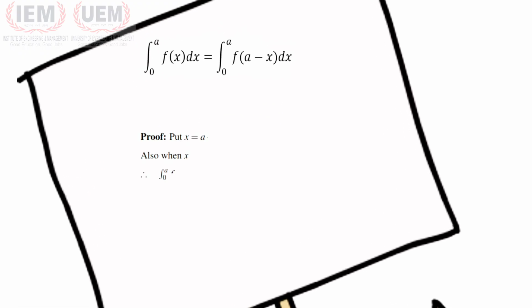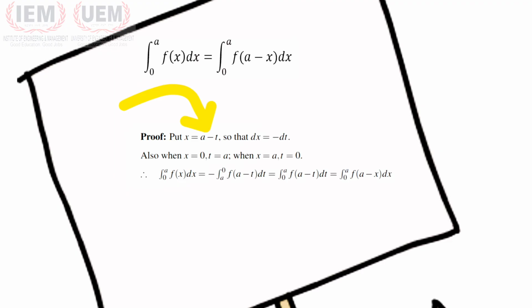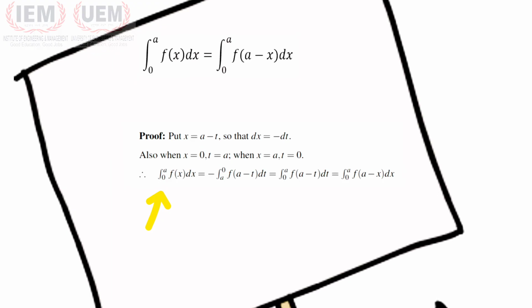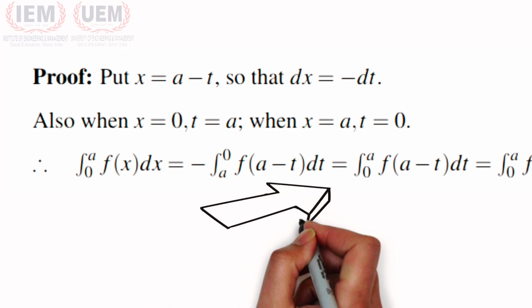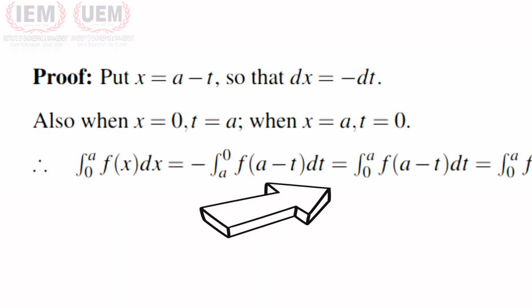Let x be equal to a minus t, where t is another variable, which implies that dx is equal to negative dt. Also, we observe that when x is equal to 0, we have t equal to a, and when x is equal to a, we have t equal to 0. Therefore, the integral can be rewritten as the integral from 0 to a of f(x) dx is equal to negative integral from a to 0 of f(a minus t) dt. By reversing the limits of integration, we get the integral from 0 to a of f(x) dx is equal to the integral from 0 to a of f(a minus t) dt.